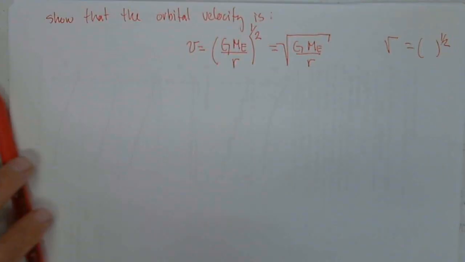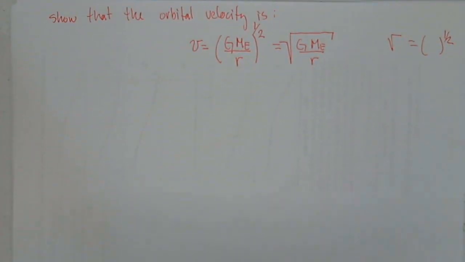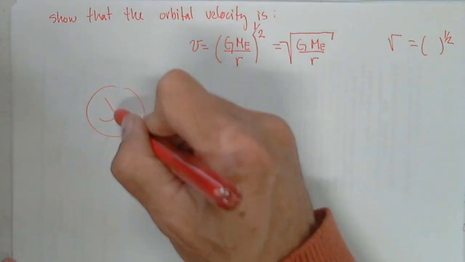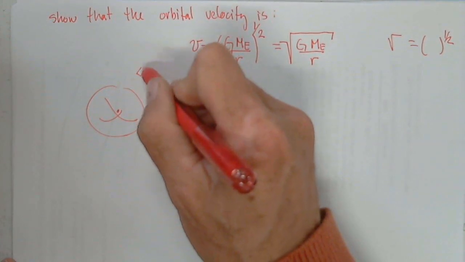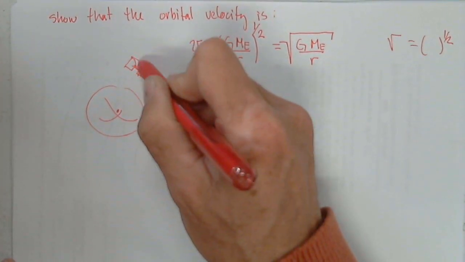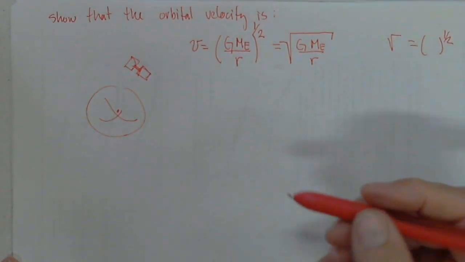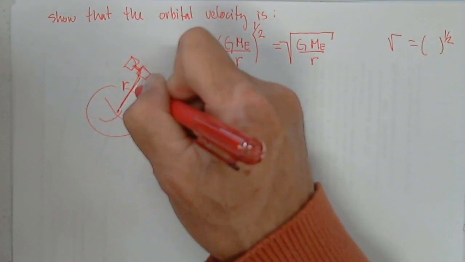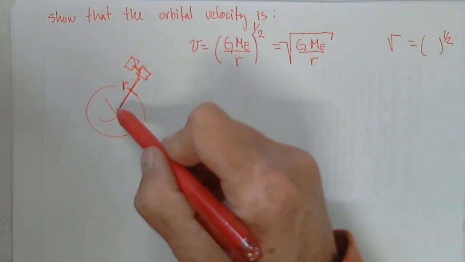Alright, how to prove this equation? First, we have the Earth over here and the satellite over here. I always draw the satellites like this because these are solar panels. So this is the distance, r, not to the surface of the planet, but to the center of the planet.